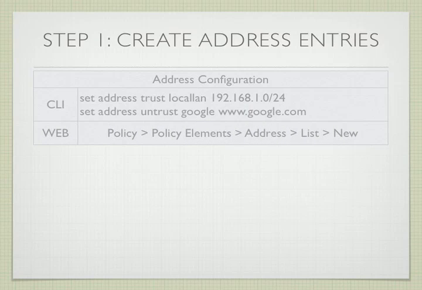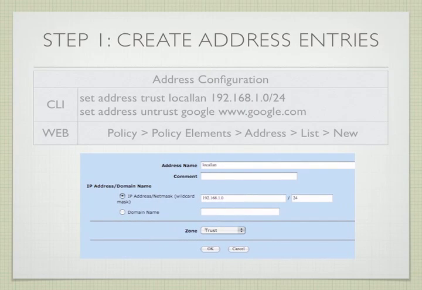On the web, this is under Policy Elements, Address, List, and then New. So List will give you the list of all the currently configured addresses, and then New to create a new one. In the new form, you give it the name, you include the address, and you assign it to the zone. So very straightforward. You create all the addresses that are necessary for the policy you're doing.